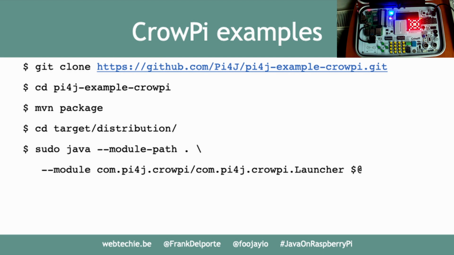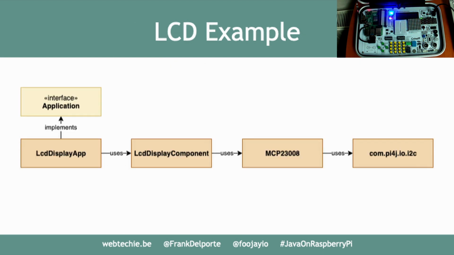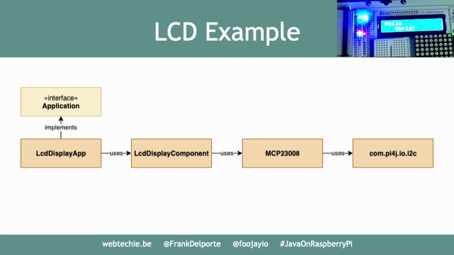Now, if you want to get started and you have this CrowPi, or you can just look into the sources of this project, you can get them, of course, from GitHub again. This project has the way of controlling all the components inside this CrowPi, and let's look at one specific example, the LCD example. So it has an LCD display, an application to control the display, which actually uses some kind of chip to control it, and then you have I2C, which is the protocol to exchange data with this component.